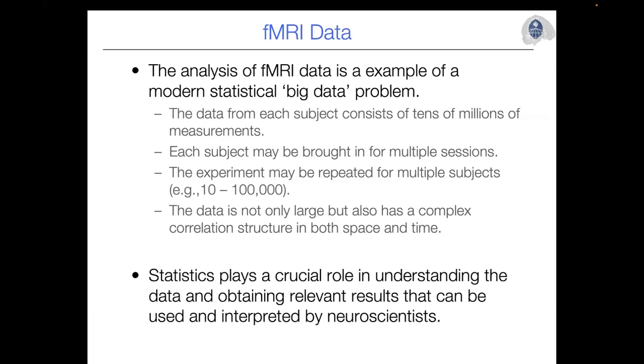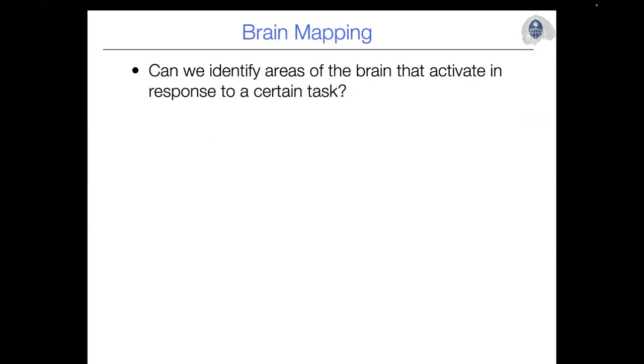So statistics plays an important role in understanding these things and obtaining relevant results that can be used and interpreted by neuroscientists. It's a very cool problem statistically, and it's been a gift that keeps giving, in the sense that there are technological advances, advances in experimental design and in what you're doing while in the scanner, and that opens up new statistical problems all the time, which is really exciting. So what are the primary things that we want to do with this data?